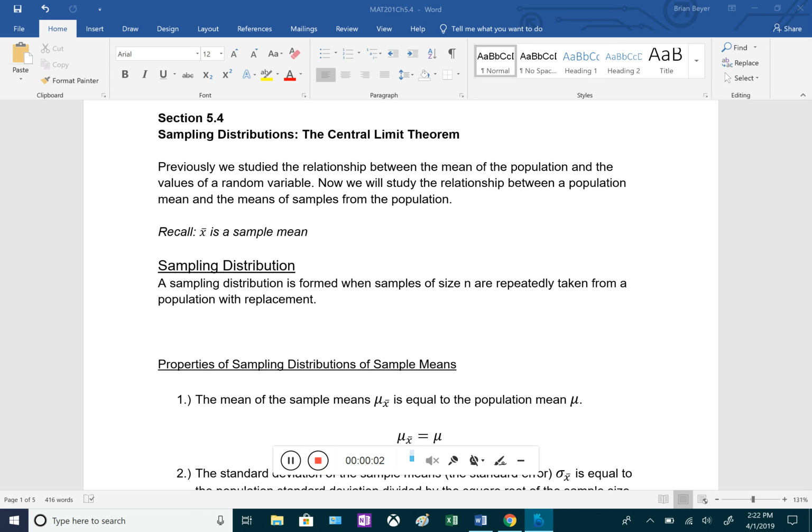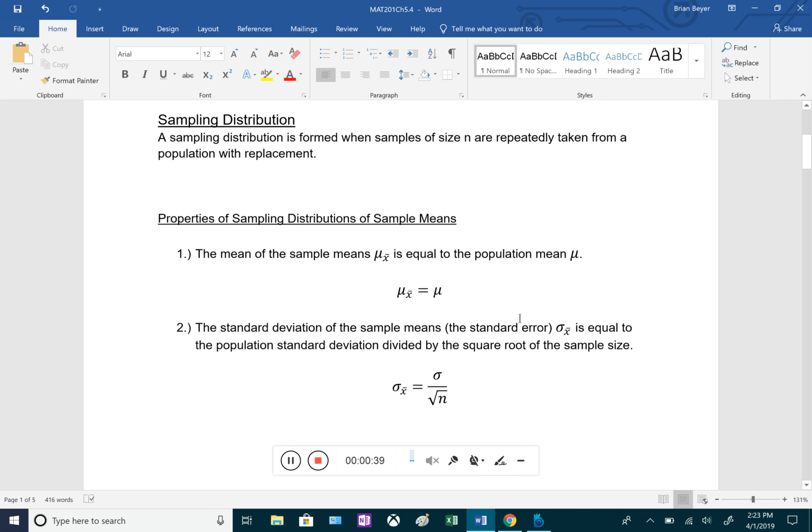Chapter 5.4 is going to be sampling distributions and the central limit theorem. For this chapter, what we've been doing is essentially studying the relationship between data values, the x values, and the mean mu of the population. Now we're going to be studying the relationship between the means of samples from the population and the population mean. Remember that x bar represents a sample mean, because that's what we'll be using a lot for this section.